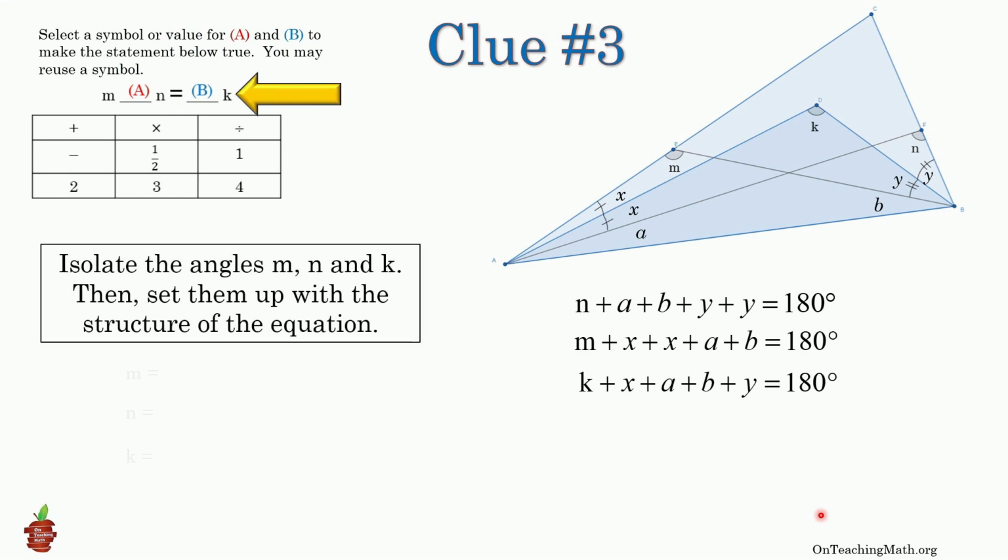All right. Third clue. You've got these three equations over here. What if you rearrange these using some algebra to isolate M, N, and K, and then you could maybe write an equation? So why don't you try that? That's the last clue. Go ahead and pause the video.